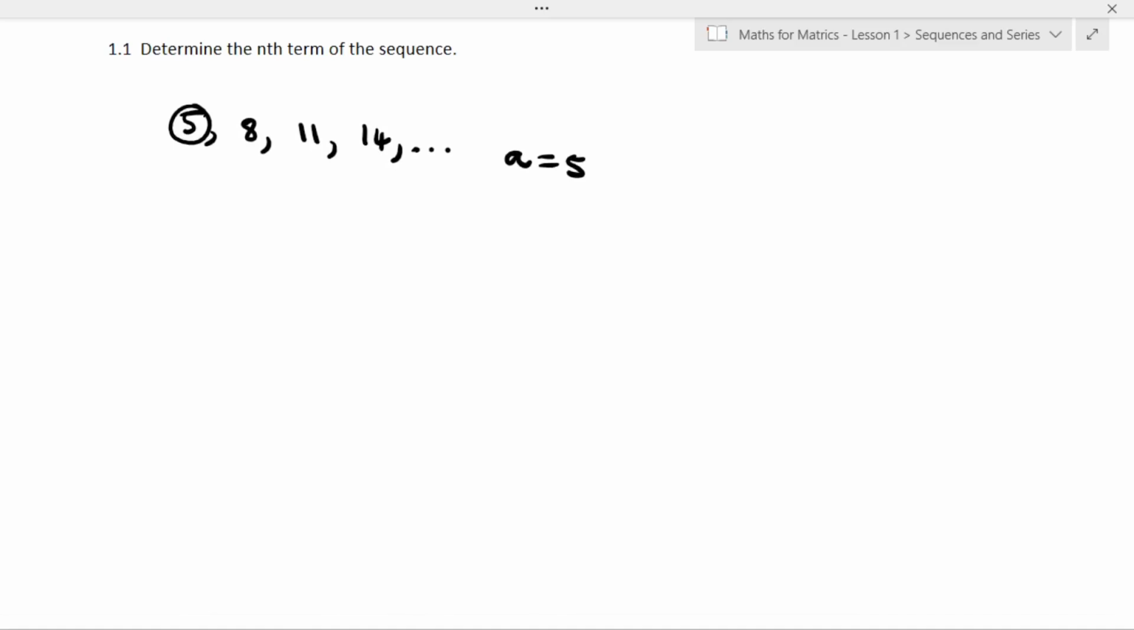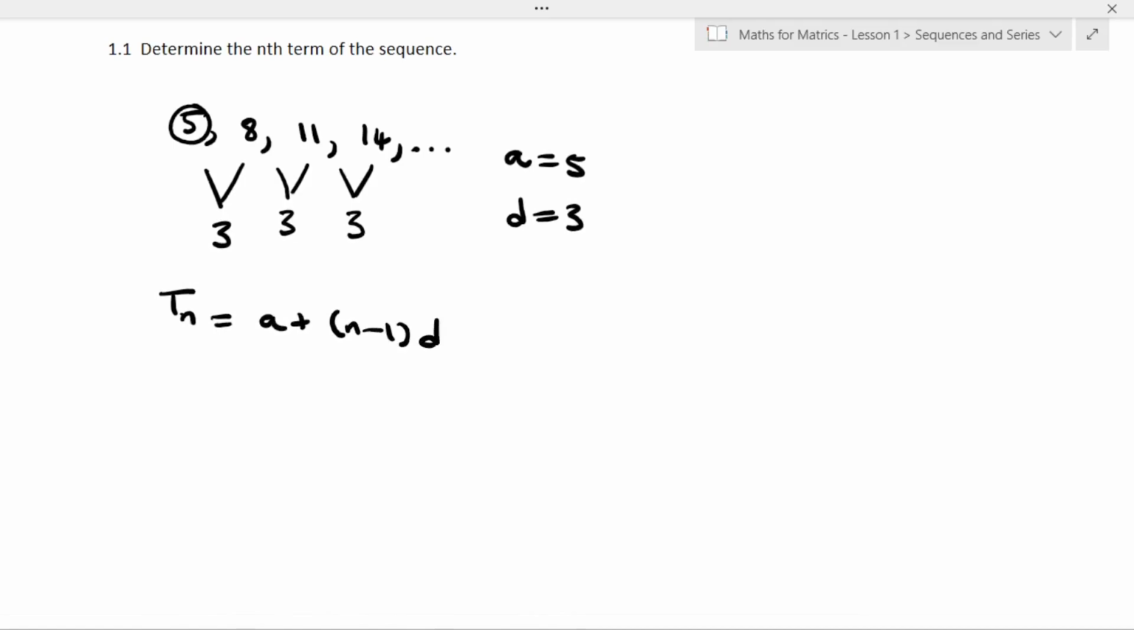Now let's find the common difference. The common difference is given by T2 minus T1, which in this case is 8 minus 5, and is equal to 3. So how do we know that it's correct? The differences between all the consecutive terms must be equal. 11 minus 8 is equal to 3, and 14 minus 11 is also equal to 3. Therefore our common difference d is equal to 3. The nth term of an arithmetic sequence is given by the formula Tn is equal to a plus (n minus 1) times d.